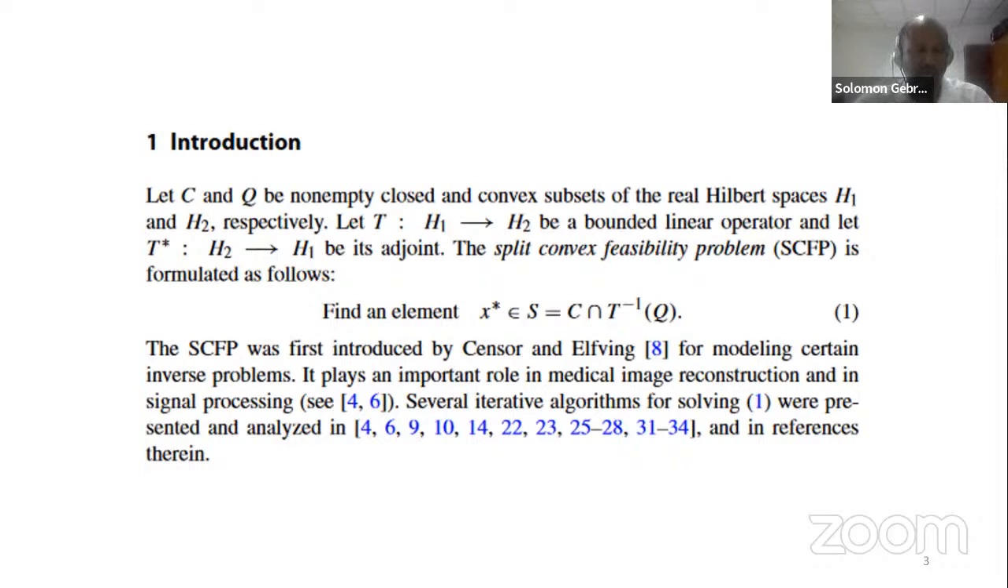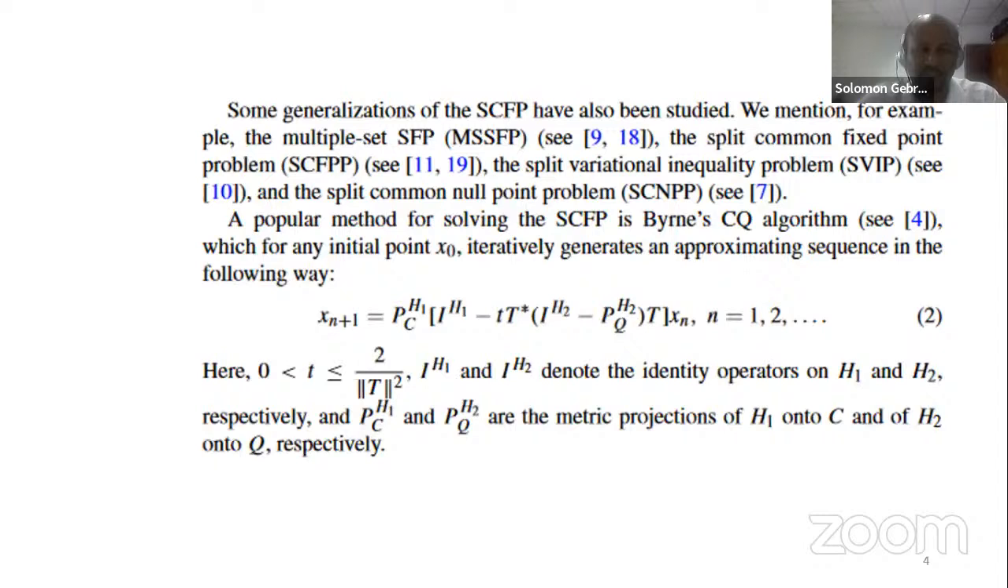So this split convex feasibility problem has an application in these areas. And after that, several iterative algorithms were extended and generalized. Some of the generalizations of the split convex feasibility problem are, for example, the multiple set split feasibility problem, the split common fixed point problem, the split variational inequality problem, and the split common null point problem. So by varying the two sets C and Q to a finite family of non-empty closed convex subsets, we can extend the split convex feasibility problem into a multiple set split feasibility problem. And we can also think of a finite family of operators, and in that case, we can discuss a split common fixed point problem. And if our problem is about variational inequality, then the problem will be the split variational inequality problem.